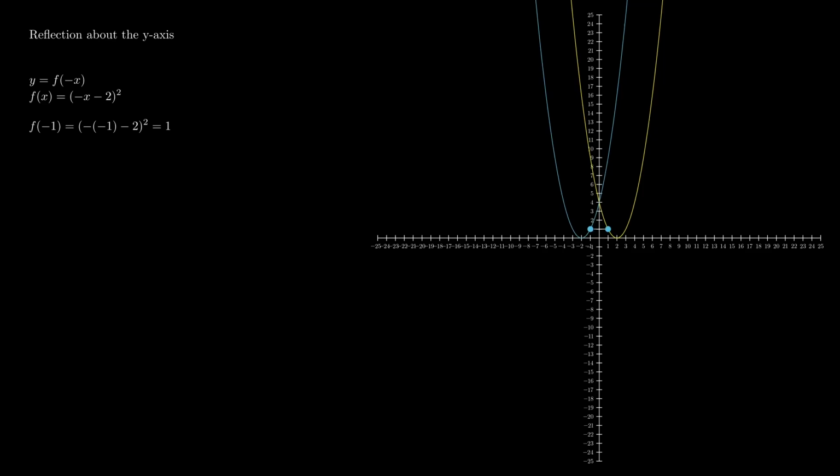So look at the two blue points. They are symmetrical about the y-axis. And this is the reflection about the y-axis. Both of them, f of negative 1 and f of 1, have the same y value. This is reflection about the y-axis.